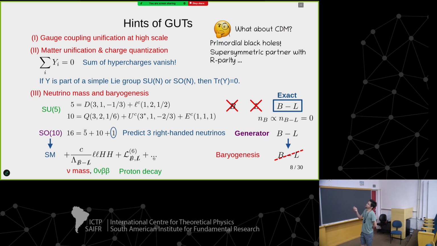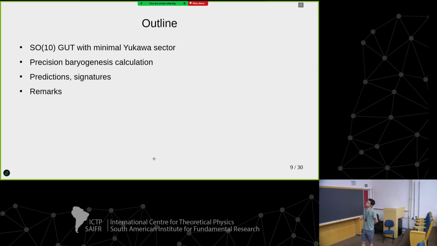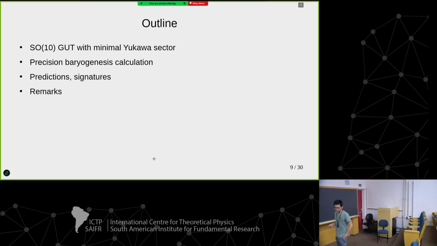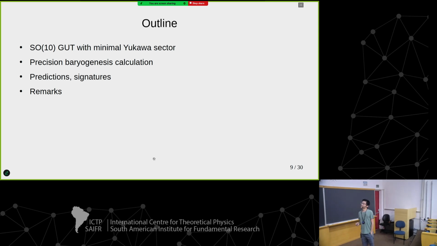This is just a comment. Even in GUTs, you still have no idea about dark matter, because there's no new particle which fits the bill. Of course, it would be more economical if you had black holes, but that is another matter. Since I won't be discussing that, I will just continue. So this is basically the outline of my talk.